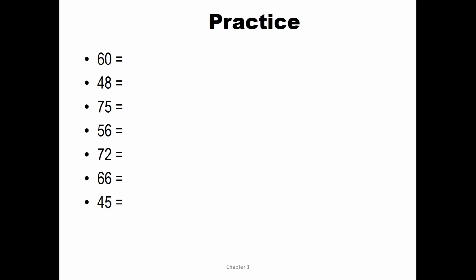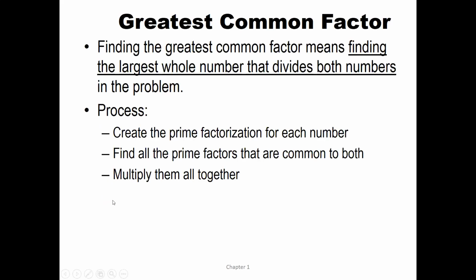By custom, we list it in numerical order of the prime factors. 72 divided by 2 is 36. Divided by 2 is 18, divided by 2 is 9, divided by 3 is 3. So we've got 2 times 2 times 2 times 3 times 3. Okay, so you can practice on some of those.